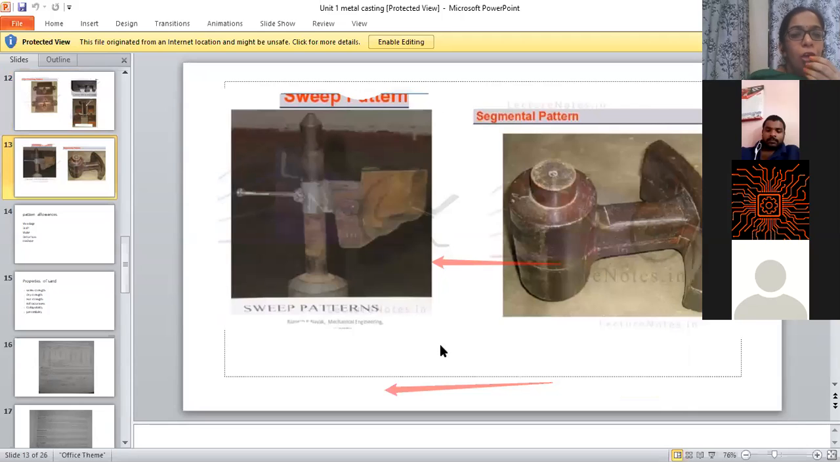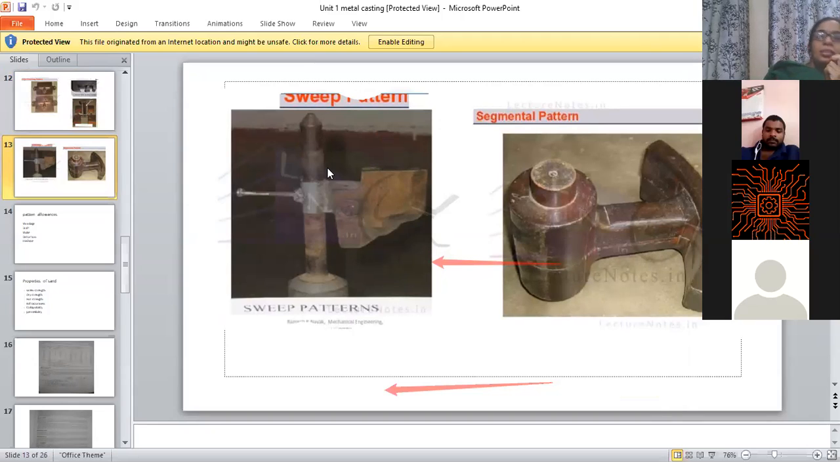Okay. So all of you see here, this figure is the sweep pattern, right? This square will rotate. Can you see the figure of the sweep pattern? Yes, ma'am.